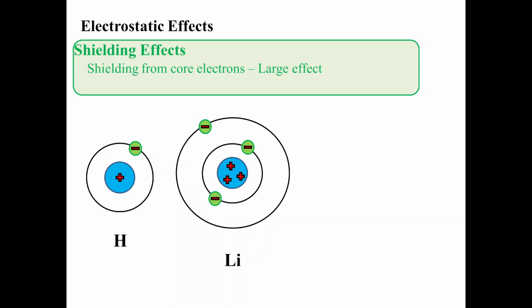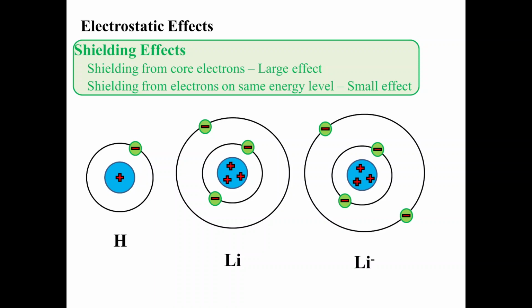And then we can have another shielding effect caused by shielding from electrons on the same energy level. If we compare lithium with, say, lithium minus, we have an extra electron in here, and this is going to be spread out a little bit wider, with a slightly larger atomic radius than neutral lithium, because we have repulsion from the electron in the same energy level, shown here. This is going to be a much smaller effect compared to the shielding from the core electrons.